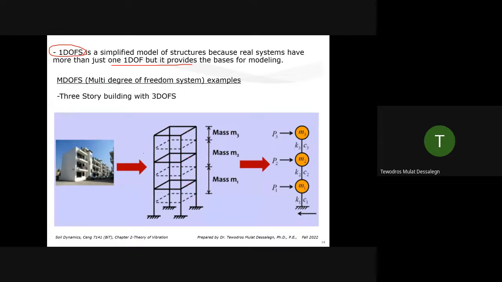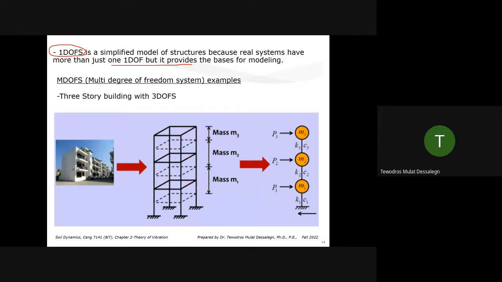For example, you can see a building. In the worst case, you can simplify it as a 1 degree of freedom system, but your solution would be very approximate. You're far, far away from the real solution. It can give you a good hint, but to find a reasonable answer, you have to consider a multi-degree of freedom system.